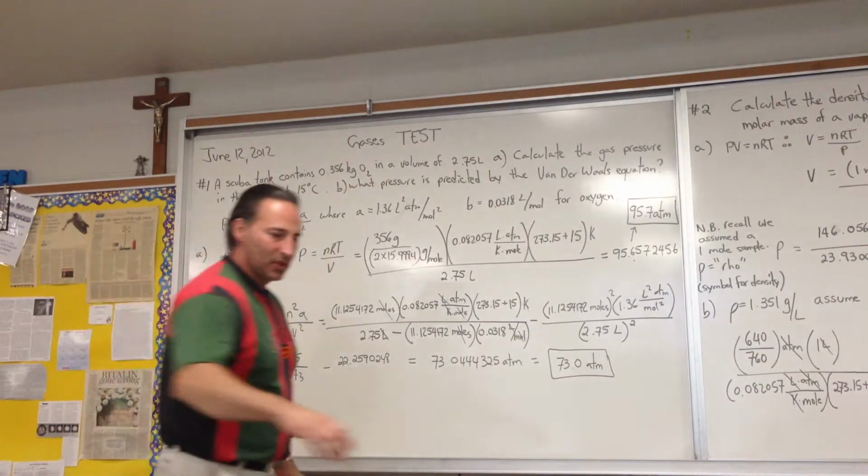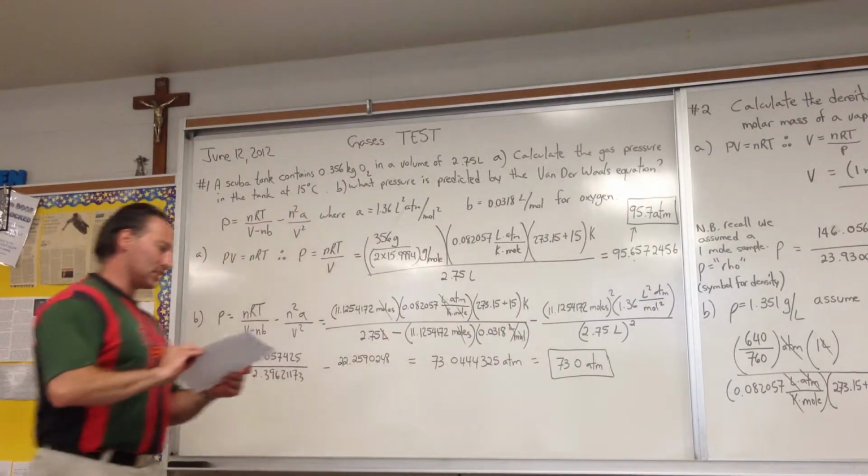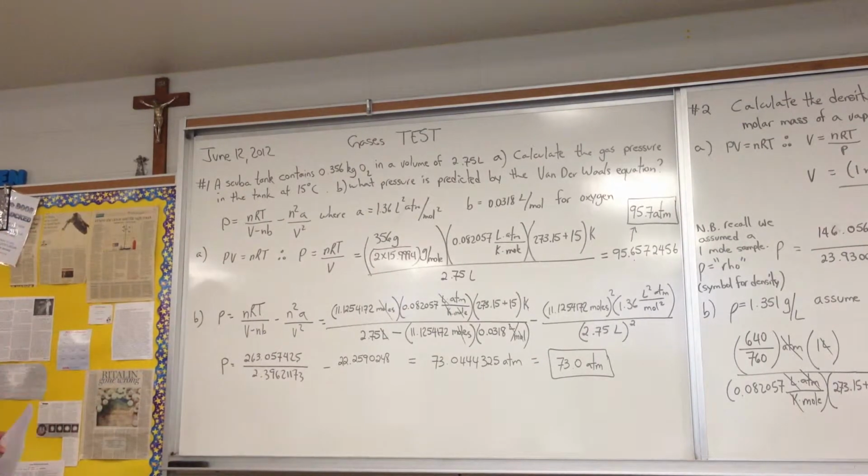Okay, so today we're covering our test results. The first question is, a scuba tank contains 0.356 kilograms of oxygen in a volume of 2.75 liters. And we're asked two questions. A, calculate the gas pressure in the tank at 15 degrees Celsius, and B, what pressure is predicted by the van der Waals equation.